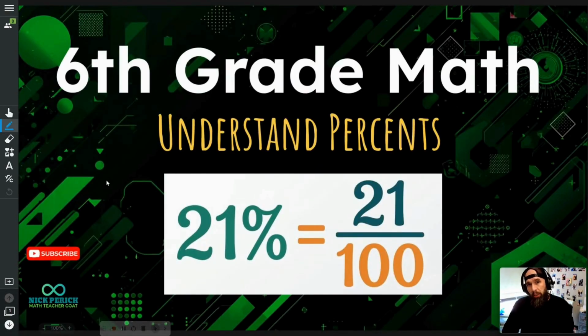What up, what up? I'm the math teacher GOAT, and today in 6th grade math, we are going to talk about percents and how to understand them. 21%, what's that? Is that 9 plus 10%? If you get it, you get it. If you don't, look it up.